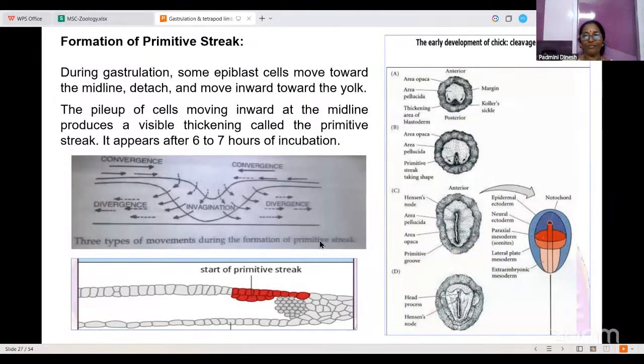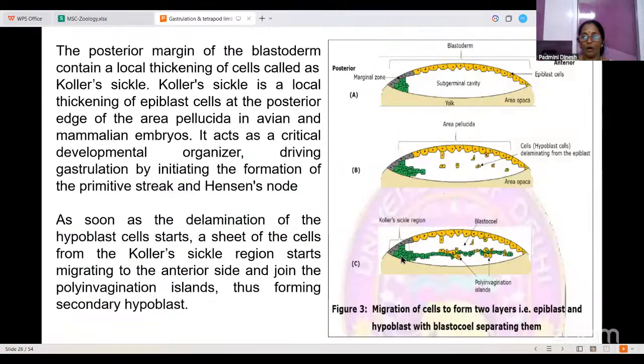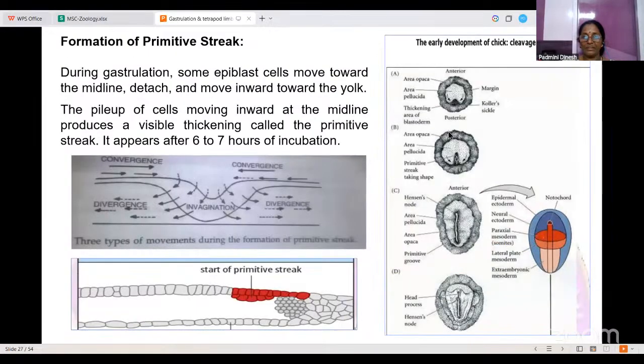So as the movement of the cell is going to occur, that is the Koller's sickle over there. As the cells are coming inside, the Koller's sickle is going to elongate. Here is how the cells are going to be moving towards the anterior region. This is the anterior part, that's the posterior part. Koller's sickle is at the posterior part. The cells keep moving in over there.